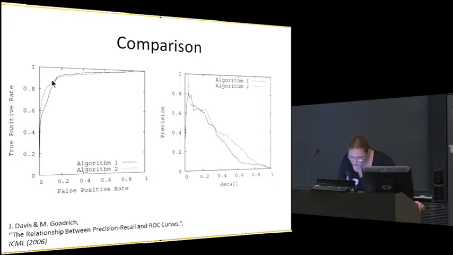The dotted one is maybe better in this area. It's also better in this area. But here it looks like the overall performance is very good. Look how close I am to the upper left corner. Whereas if I look here, there's a lot of room for improvement, right?